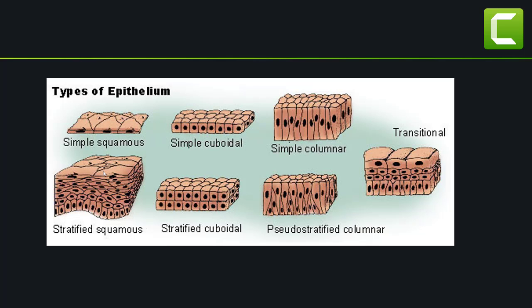The stratified cuboidal and stratified columnar: the cuboidal has two layers, and the columnar layers are like this. This epithelium is found in the excretory ducts of the exocrine glands.